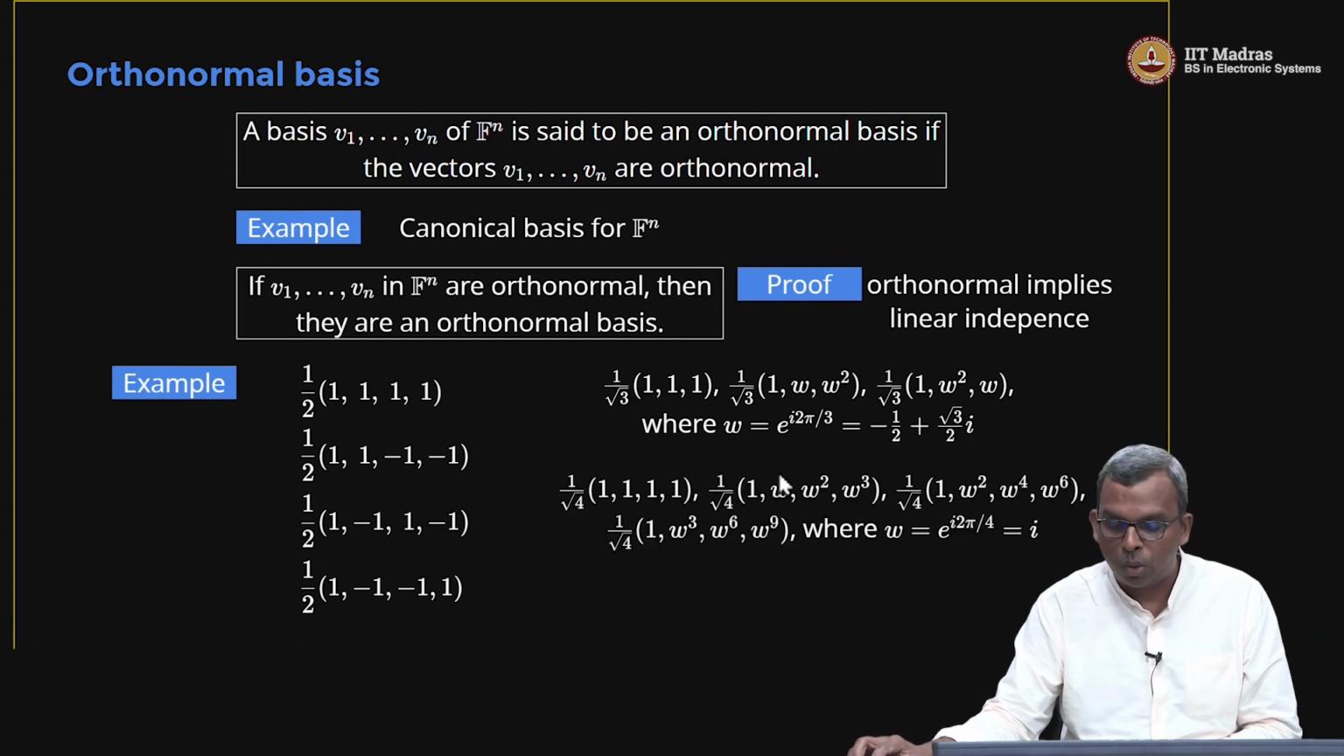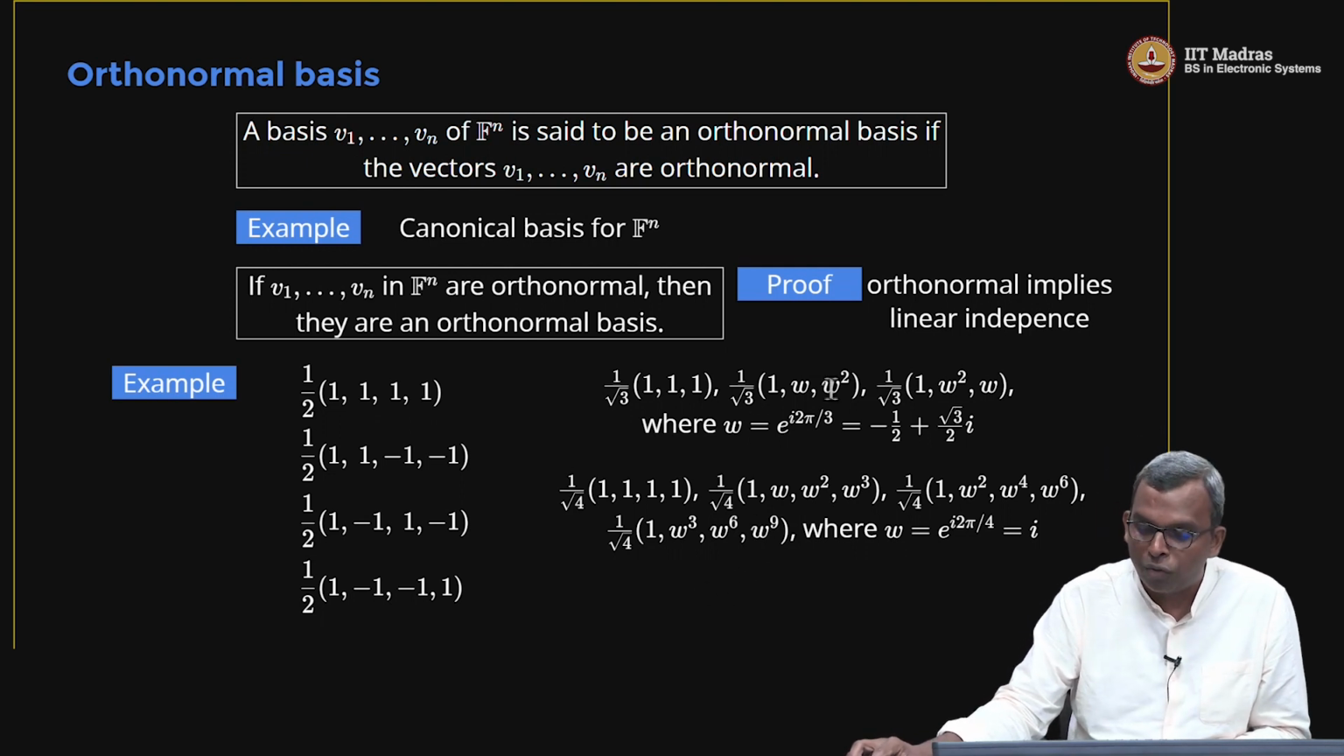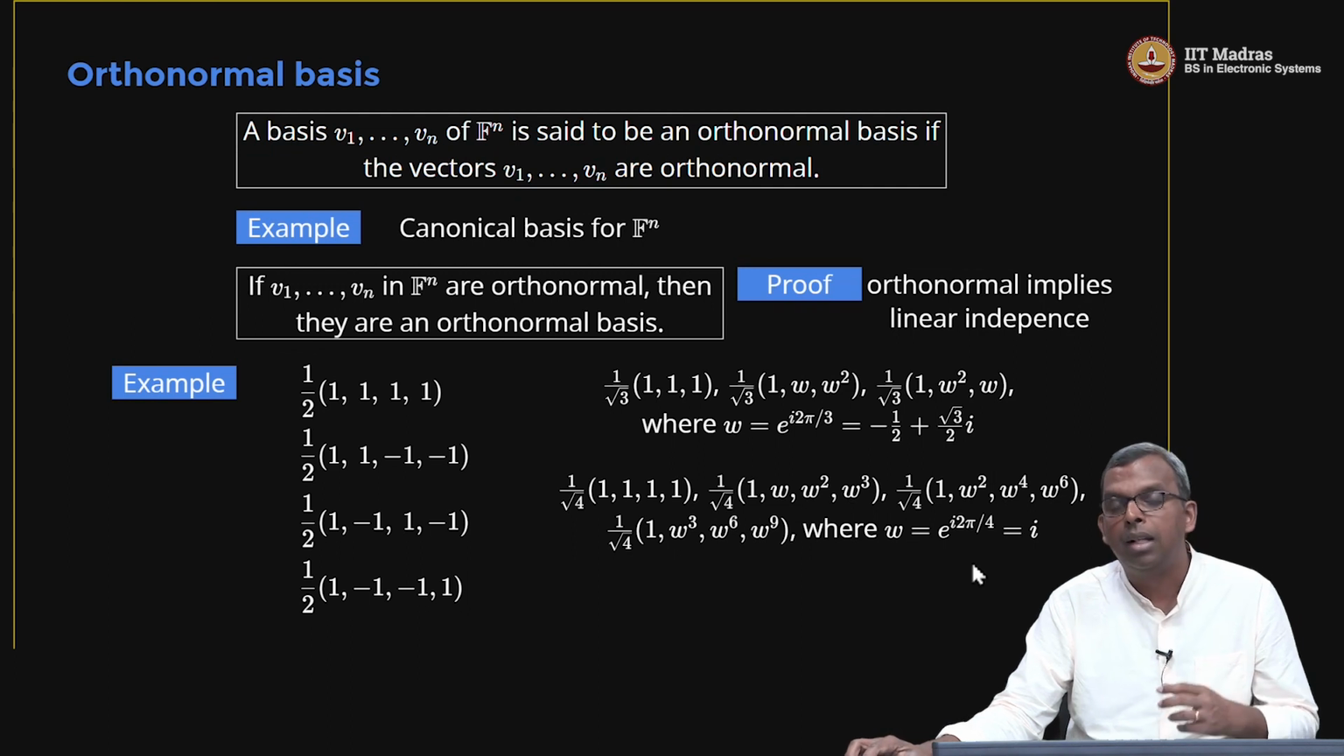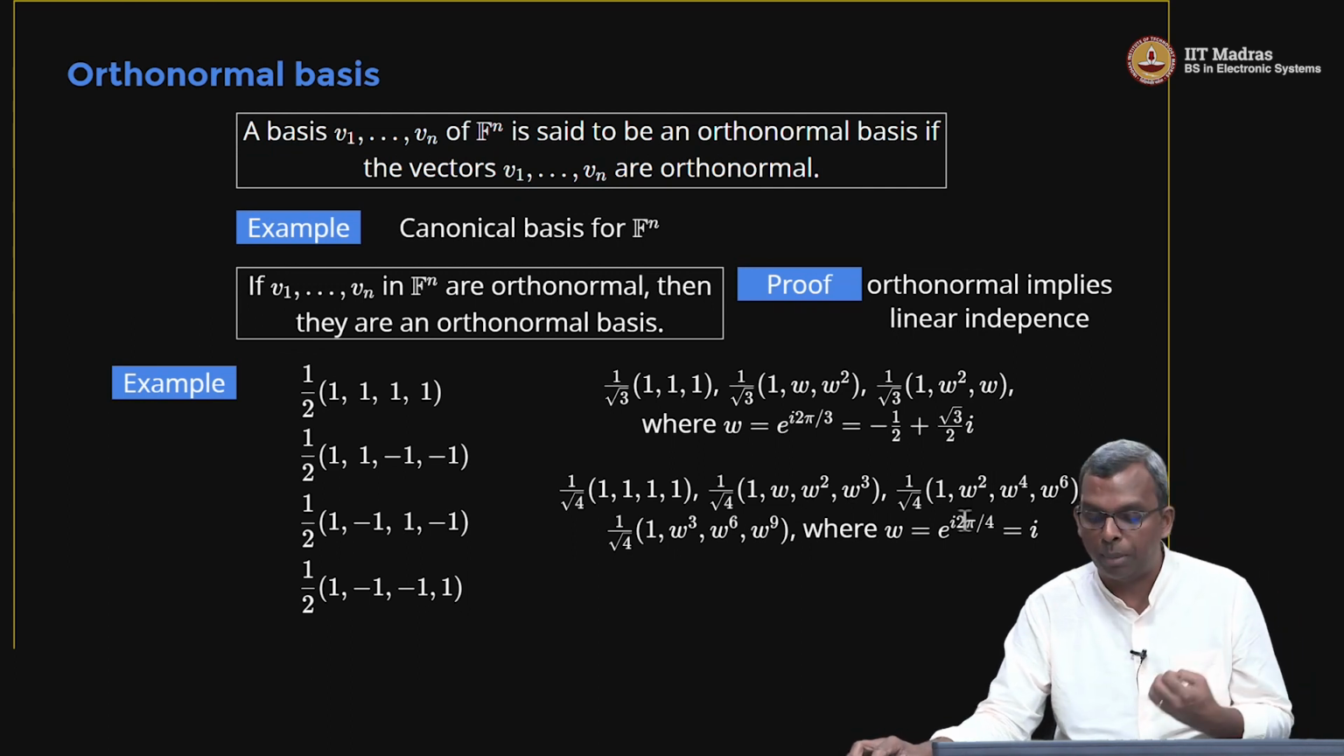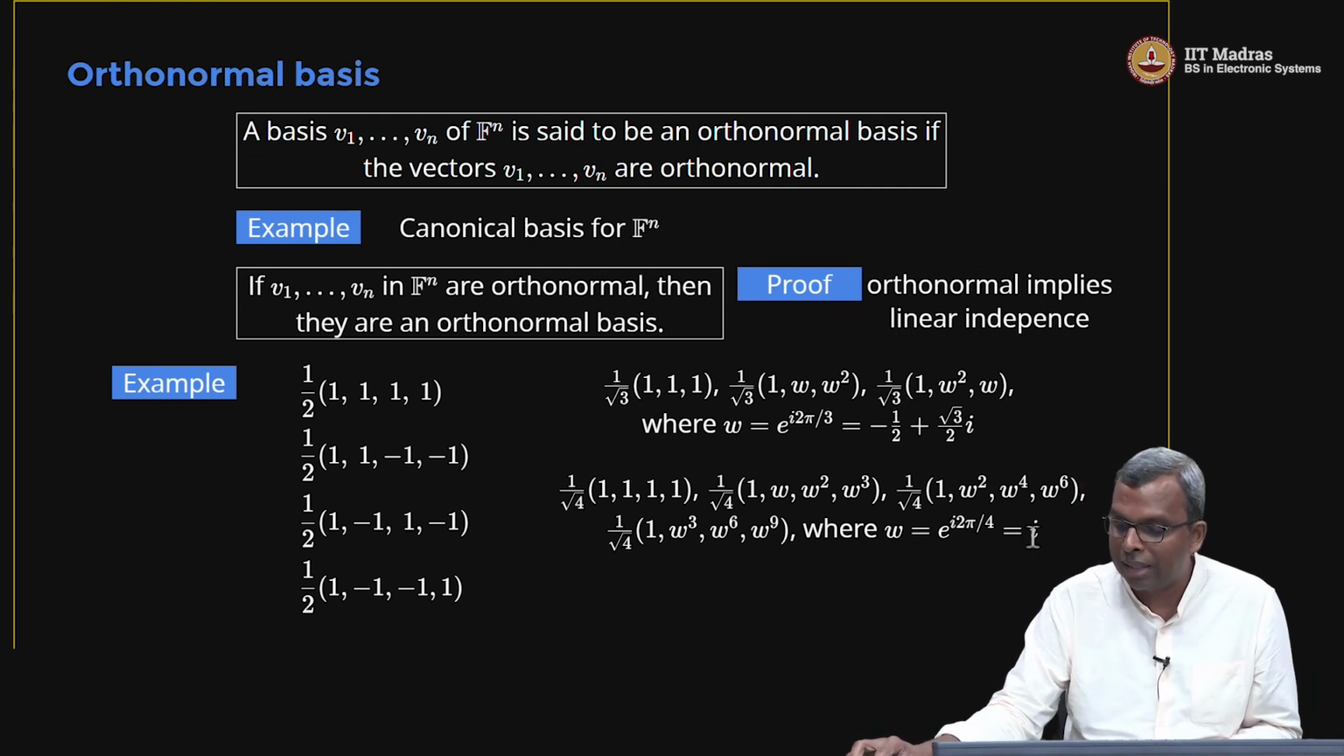So, here is an example in C4. I have extended this example. Notice how this example extends. Watch out for this extension. This is very, very useful, so let me spend a little bit of time on this. Let us say we have omega. Omega is e power i 2 pi by 4. Instead of 3, I am doing 4. I have a primitive 4th root of unity, the complex 4th root of unity, and this is actually i.